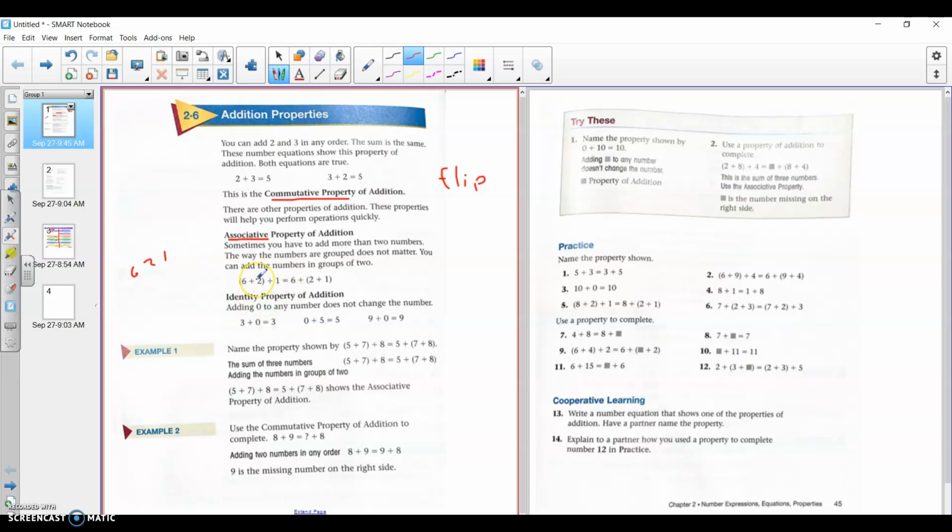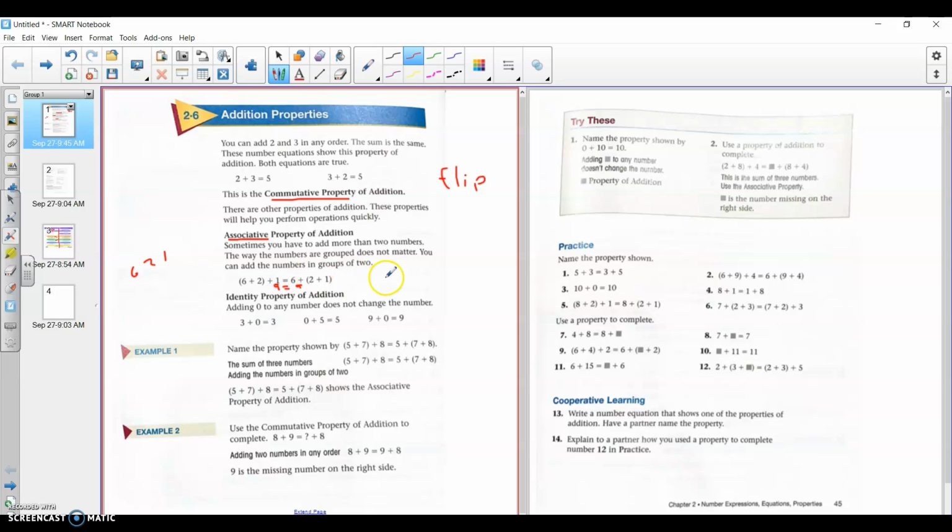So first of all, the order of operations says parentheses. So if you did 6 plus 2, that's going to give you 8. 8 plus 1 is going to give you 9. On the other side, you have to do 2 plus 1. So if this side is 9, then we're hoping the associative property tells us the other side is 9. 2 plus 1 is 3, and 3 plus 6 is 9. So the associative property says you can group those numbers differently. However, when adding, you still get the same answer.